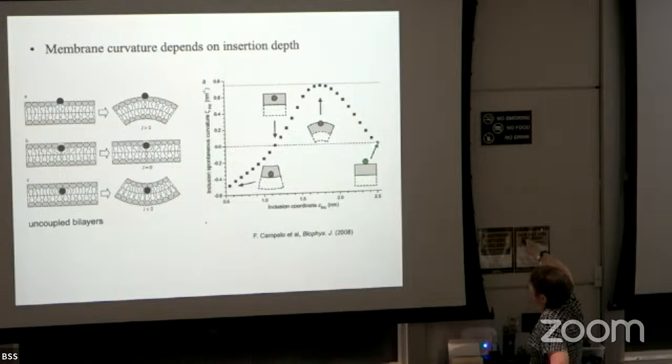And you can see, of course, if the protein is outside, there is no deformation. And you can see there is a maximum when the helix is weakly inserted, and the deeper you go, the smaller the deformation.